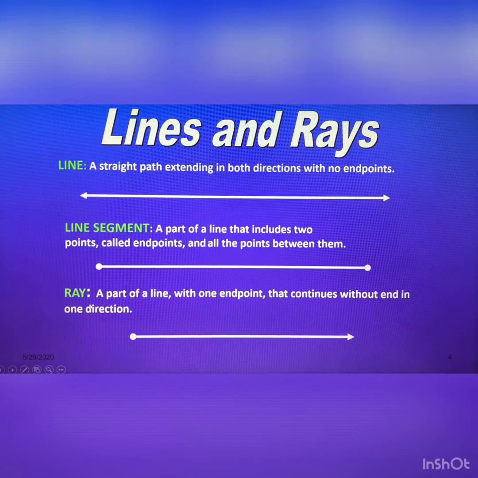Ray. What do you mean by ray? A part of a line with one endpoint that continues without end in one direction is known as a ray. So this is the geometrical figure for a ray. It has one endpoint, and in the other direction it extends up to infinity. So this is known as a ray.